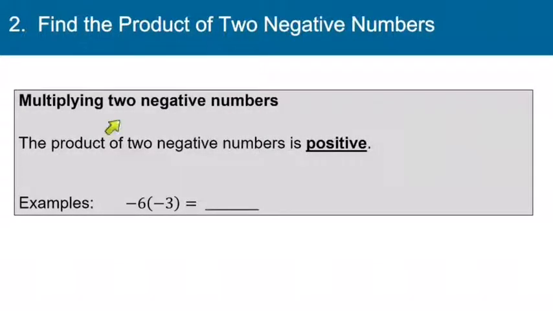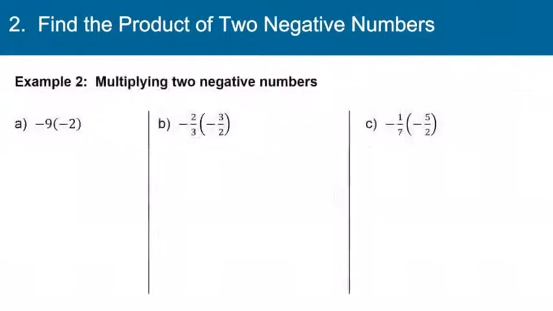And so here's your rule for multiplying two negative numbers together. The product of two negative numbers is positive, and we saw when we looked at the multiplication table why that makes sense. So in our example here, negative 6 times negative 3 would be positive 18. So now let's practice multiplying two negatives together on each of these examples. Negative 9 times negative 2, of course, is positive 18. We know that negative times negative is positive, and we know that 9 times 2 is 18.